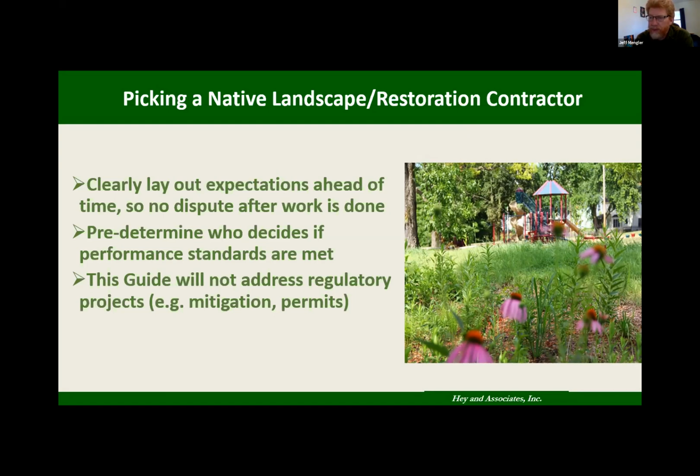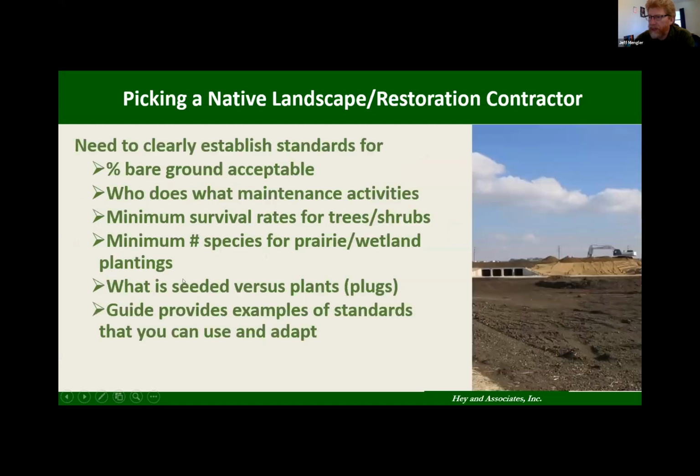Oftentimes we're in situations where we're doing the monitoring and making the recommendations, and another contractor is doing the actual hands-on work. We each have the same client, and our recommendations go through that client, and the contractor does with it what they will. But that seems to have worked out fairly well. And again, the guidebook doesn't address the regulatory things that can get a lot more detailed than that.